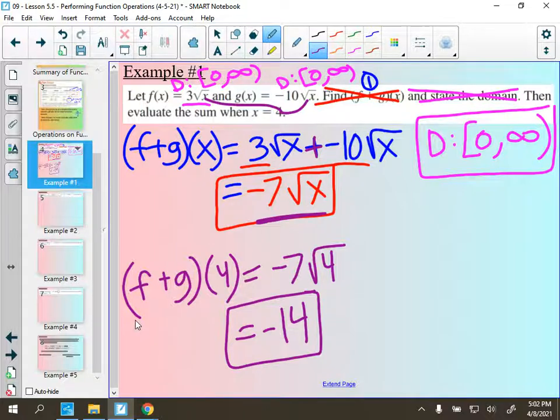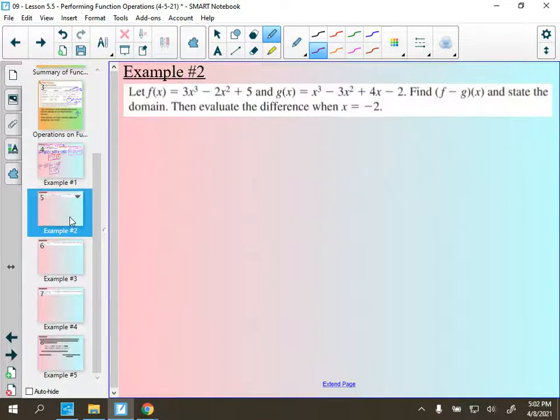All right. Okay, let's keep it moving. Let's do a subtraction with different functions. The difficulty can vary. These are now power functions. I think it's good practice to right off the bat look at my 2 functions. f of x is this cubic function, 3x to the third minus 2x squared plus 5. What is the domain of that?